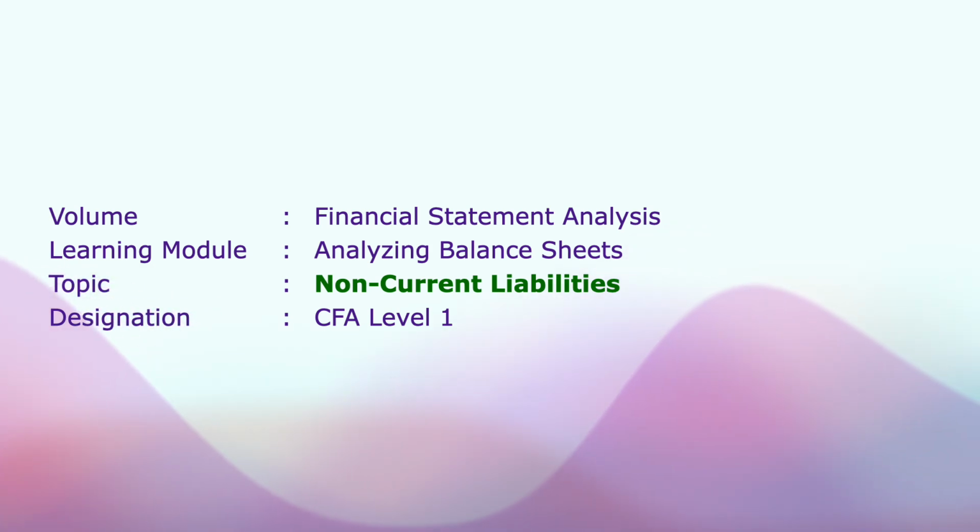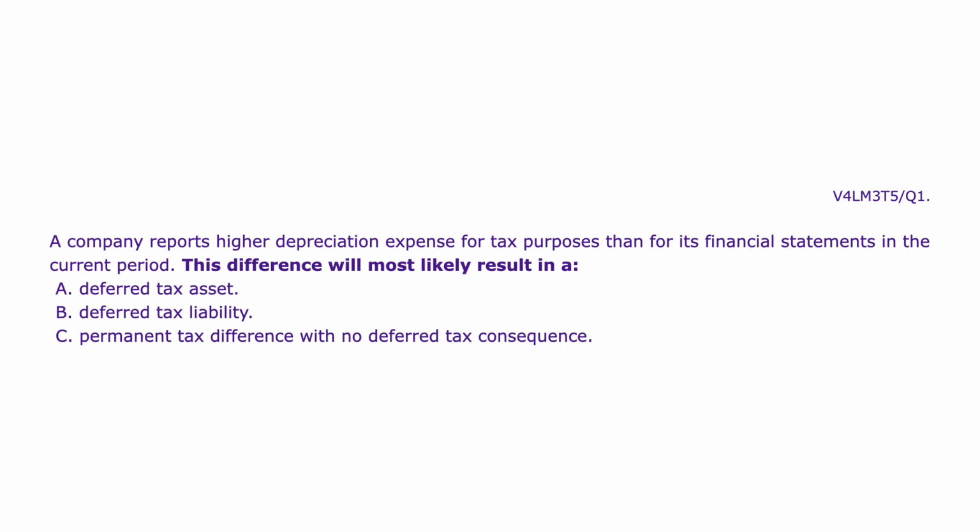Topic: Non-current liabilities. A company reports higher depreciation expense for tax purposes than for its financial statements in the current period. This difference will most likely result in A. Deferred tax asset. B. Deferred tax liability. C. Permanent tax difference with no deferred tax consequence.